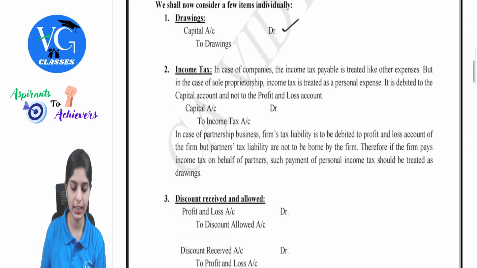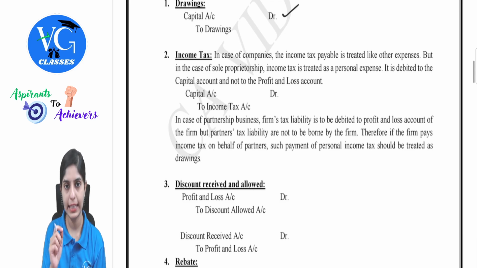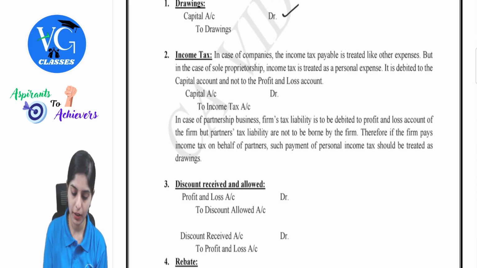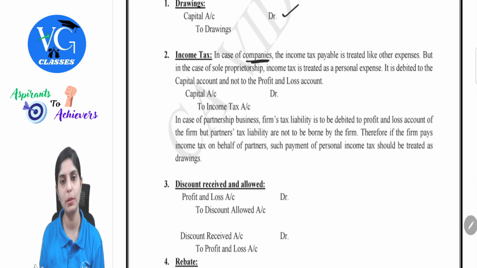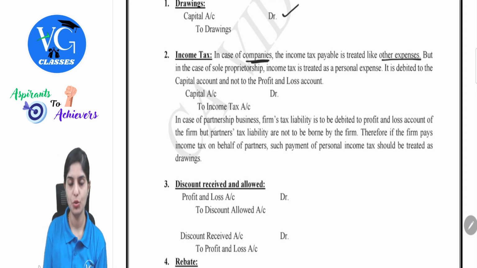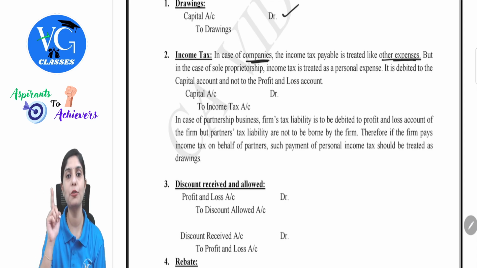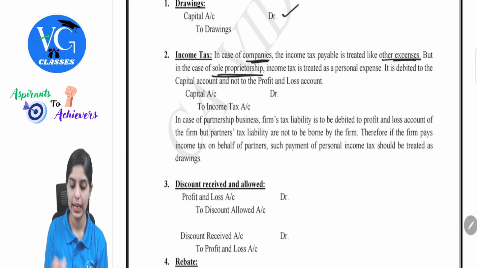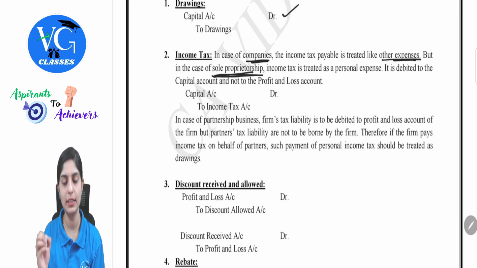Next point, income tax. Understand this carefully here. In case of companies, the income tax payable is treated like other expenses. So if it is other expenses, we will have to record it in profit and loss. This is for whom? If it is a company. But in case of sole proprietorship, income tax is treated as personal expense.